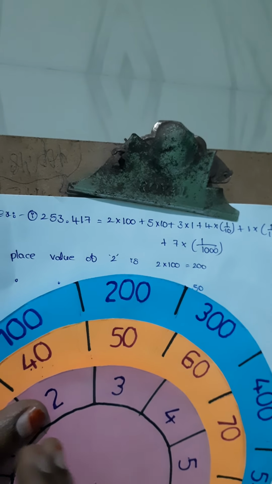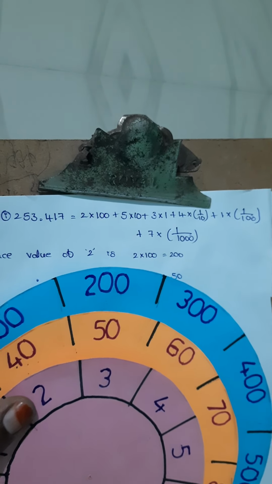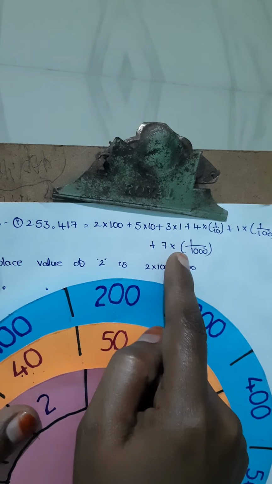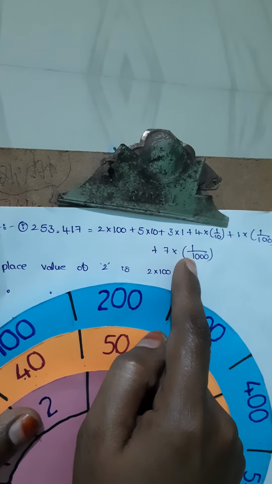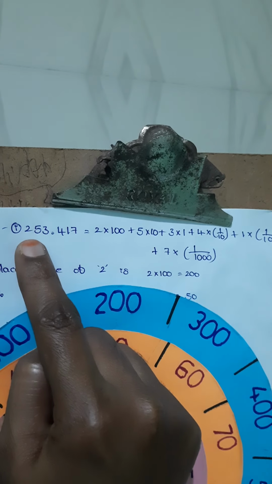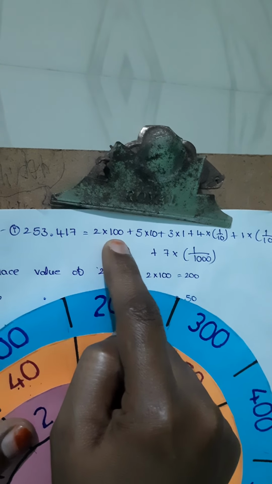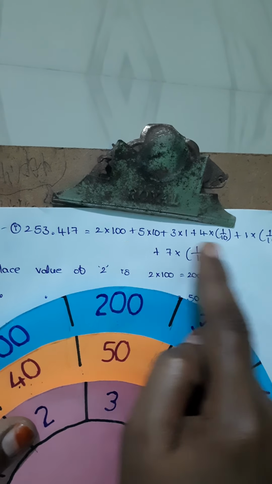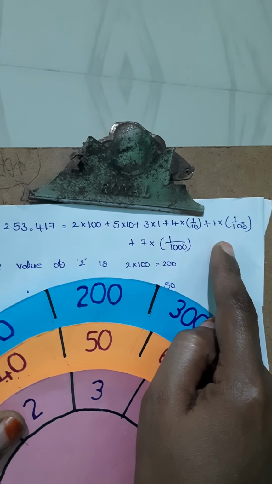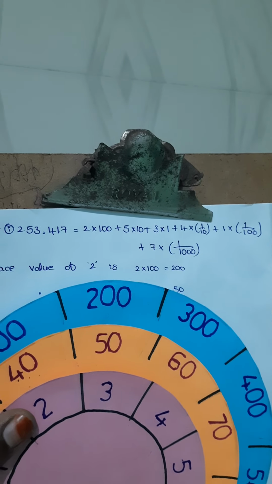When we are moving from left to right, the place values are decreased by a factor of 10. When we are moving from right to left, the position values are increased by 10, that is, they are multiplied by 10. When we are moving from left to right, the position values are divided by 10, that is, here 100, here it becomes 10, here it becomes 1, here it becomes 1 by 10, here it becomes 1 by 100, here it becomes 1 by 1000. It is decreasing by 1 by 10.